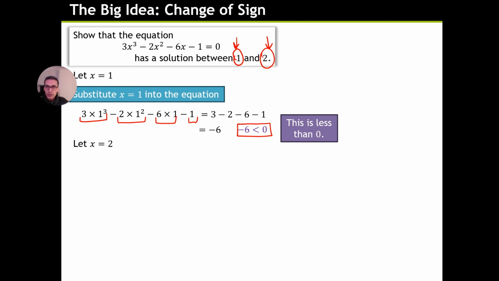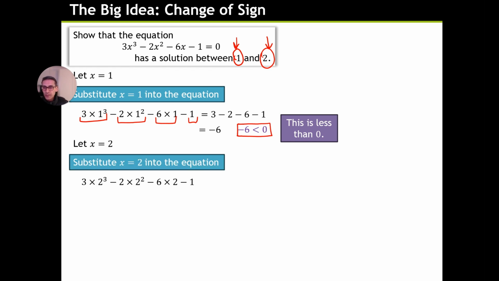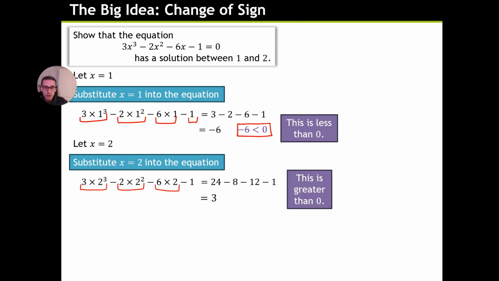For x equals 2, you put those into the equation here. And you're going to practice this when you get to the exercise. You're going to do similar questions. You just put 2 in: 3 times 8, 2 times 4, 6 times 2, -1. You work these out and you're going to get 3 as your output. Now that's positive. It's greater than 0.